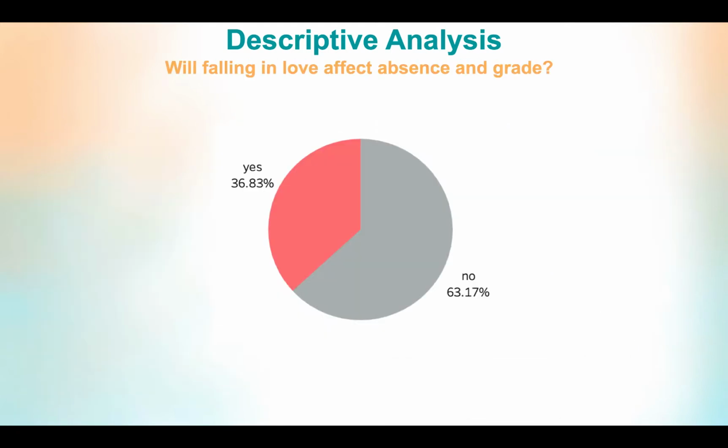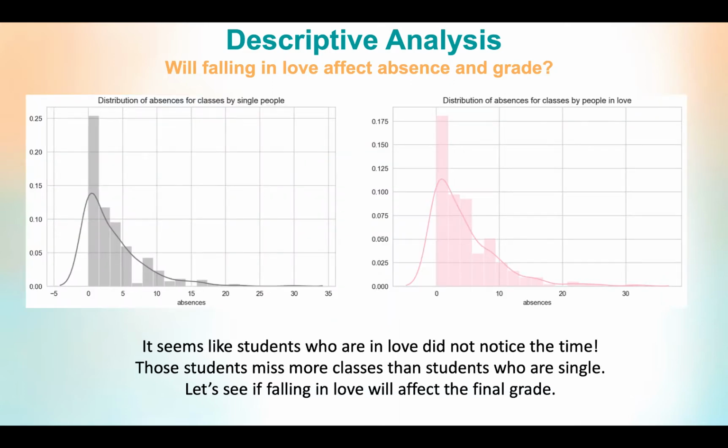So first, I'm going to take a look at who has fallen in love. We can see in this data set that about 37% of students are falling in love. And then I built the distribution of absences for the students who are in love and who are not in love. It seems like the students who are in love did not notice the time, because those students miss more classes than students who are single.